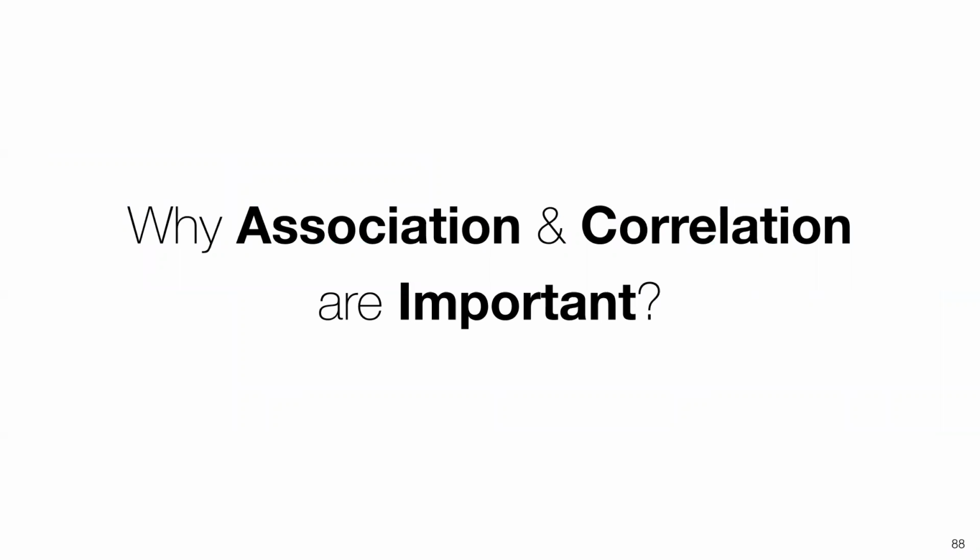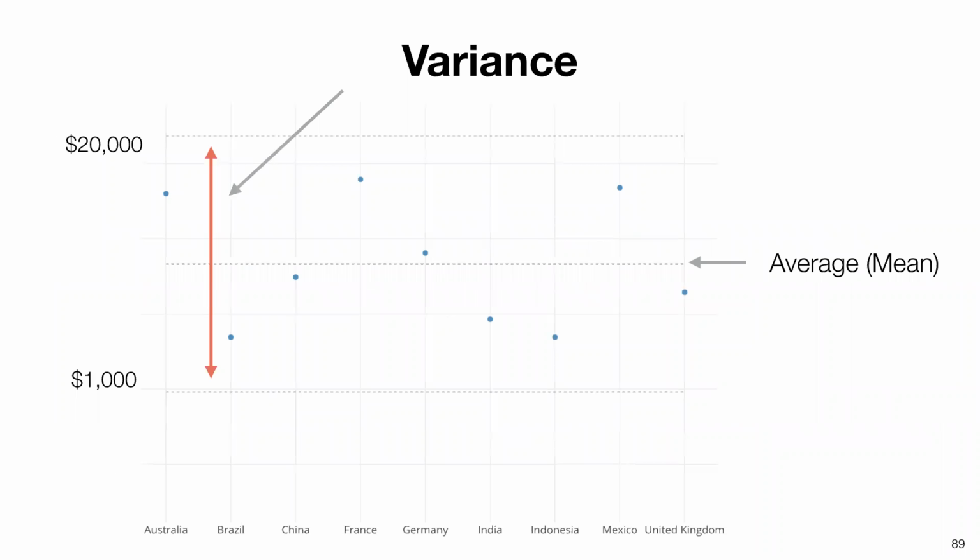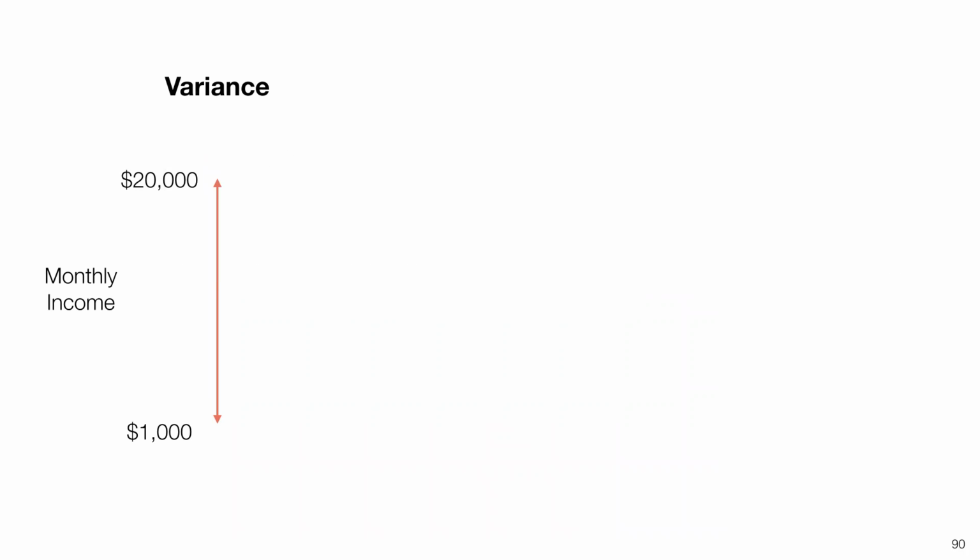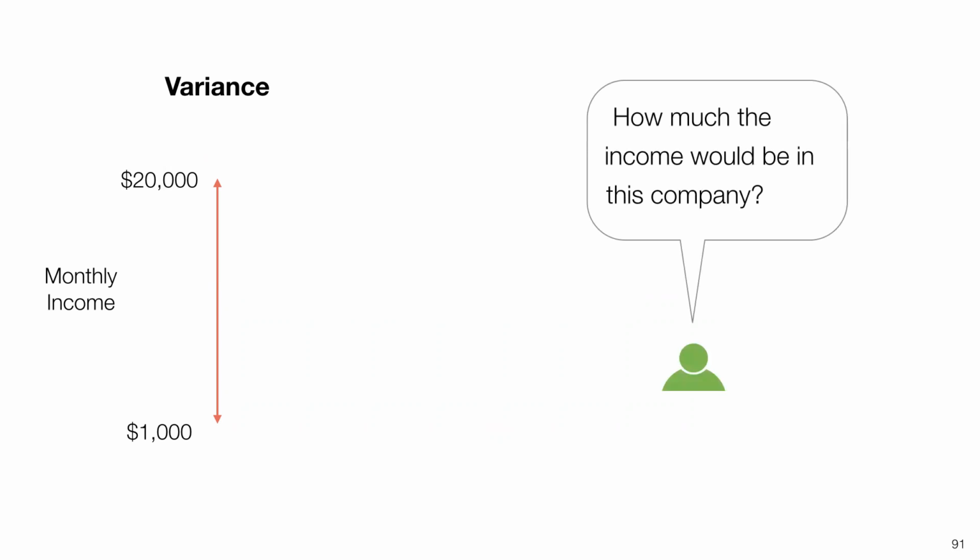So why are these important? We're going to start visualizing this, but why do we have to spend some time understanding this kind of association or correlation? The variance is something like this: the values vary. Monthly income can change in a different range. Let's say monthly income goes from 1,000 to 20,000 in this organization. When you ask, how much will the income be, it's hard to answer the question because it varies. It's a huge variation. That is called uncertainty.